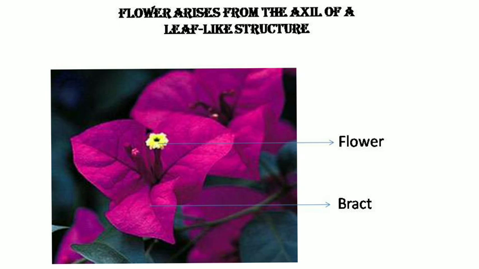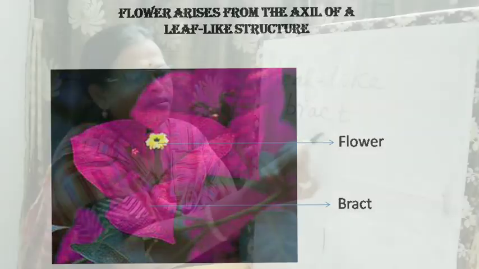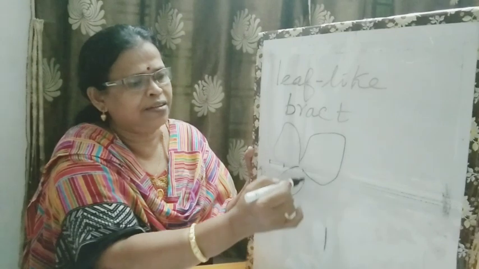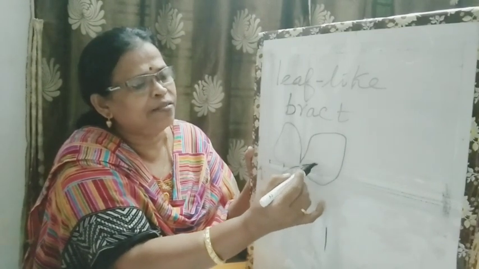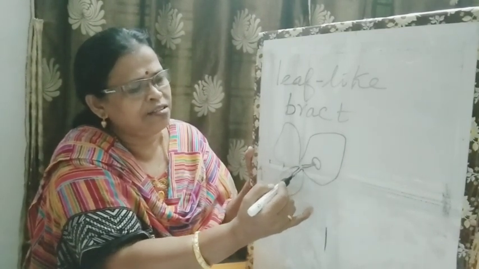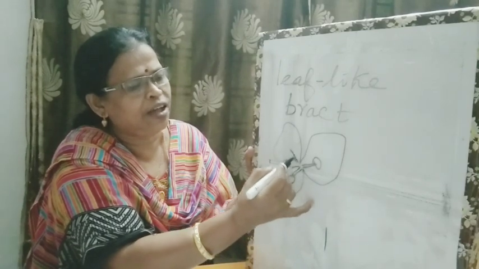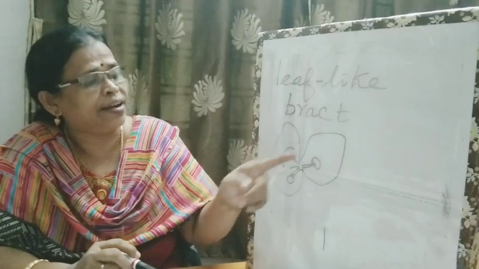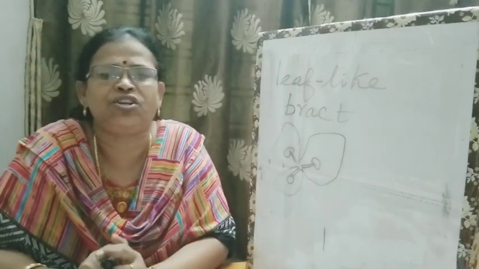Bracts may be leaf-like green or colored. Have you seen the colored bougainvillea flower? In the bougainvillea flower, the attractive leaf-like structure is called bract. Three bracts may be present, and inside the three bracts you can see the flower. This is the flower actually.